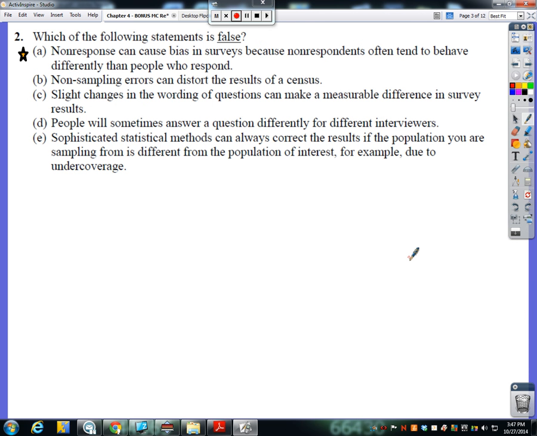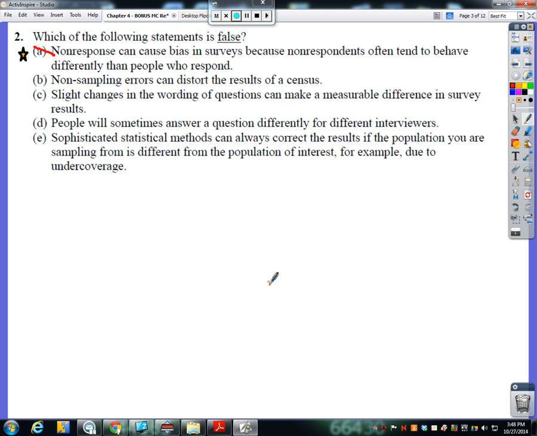Number 2, which of the following statements is false? A, non-response can cause bias in surveys because non-respondents often tend to behave differently than people who respond. Well, we found that to be a true statement. Those that feel like they have strong opinions will absolutely respond, and typically the results that we get back from those surveys will either grossly overestimate or grossly underestimate the true population opinion on whatever the matter is that the survey was focusing on. So this is a true statement.